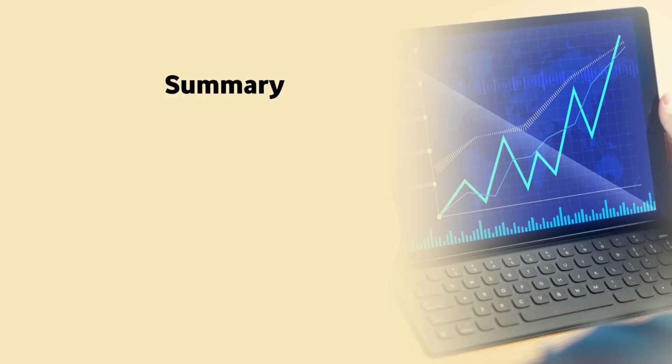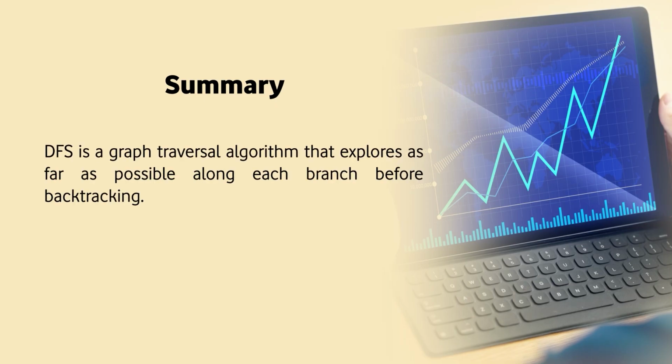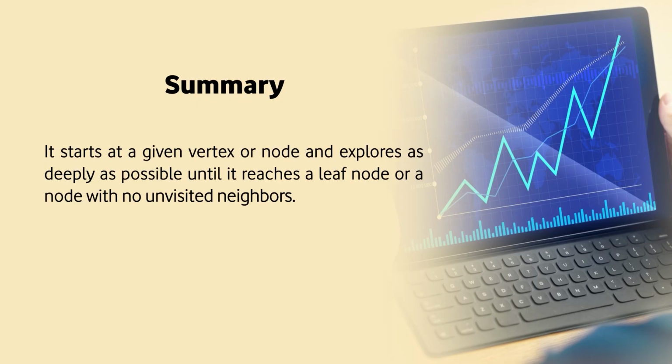Now the summary of what we have studied here. DFS graph traversal is a technique that explores as far as possible along each branch before backtracking. In the lecture you have already seen that firstly it will try to explore each and every path by calling a function again and again. When the function does not find any adjacent edge, it will backtrack to the way it was called. It starts at a given vertex or node and explores as deeply as possible until it reaches a leaf node or a node with no unvisited neighbors.